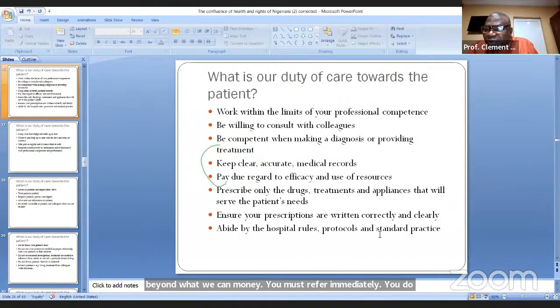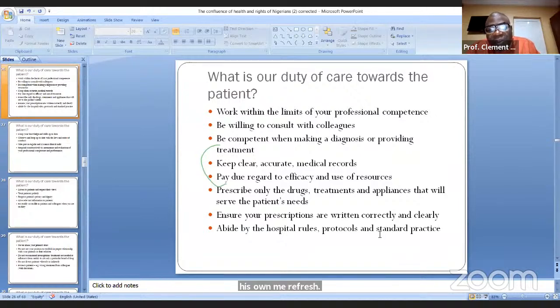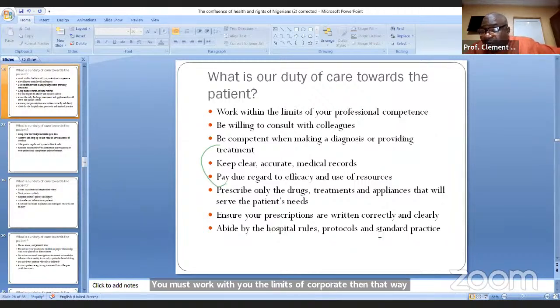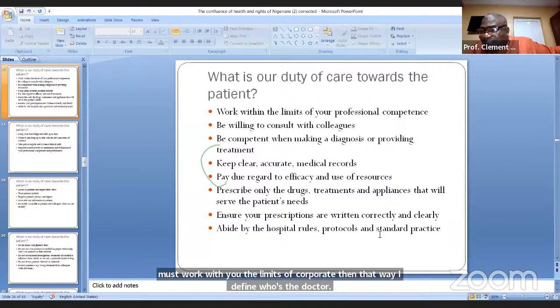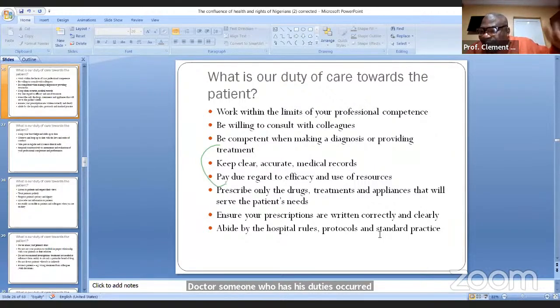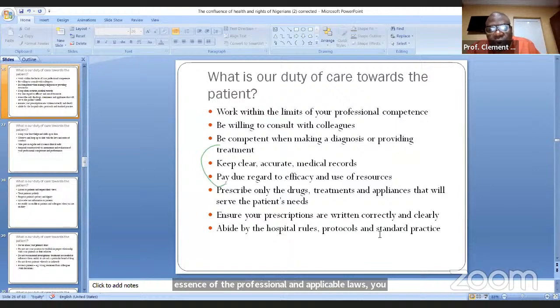You don't hold on to a patient when he's almost gasping, dying, before you say, well, let me refer. That would be the wrong process. You must work within the limits of your professional competence. That's why I define who is a doctor. A doctor is someone who carries out his duties according to the ethics of the profession and applicable laws. You must work according to the laws guiding your work.